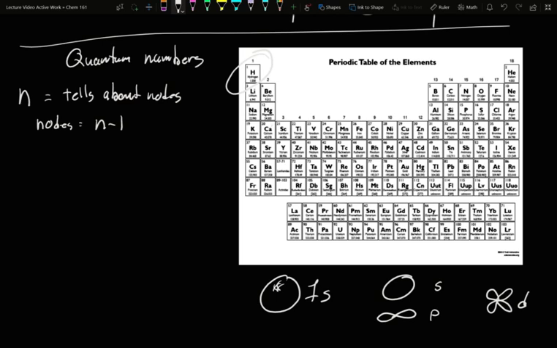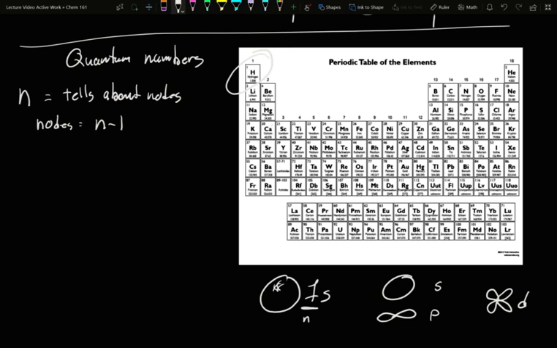So that hydrogen has an s orbital. We call it the 1. That 1 is the n value. It just tells us, hey, it's an s orbital and no nodes, because remember, the number of nodes is n minus 1. And so it's an s with no nodes.